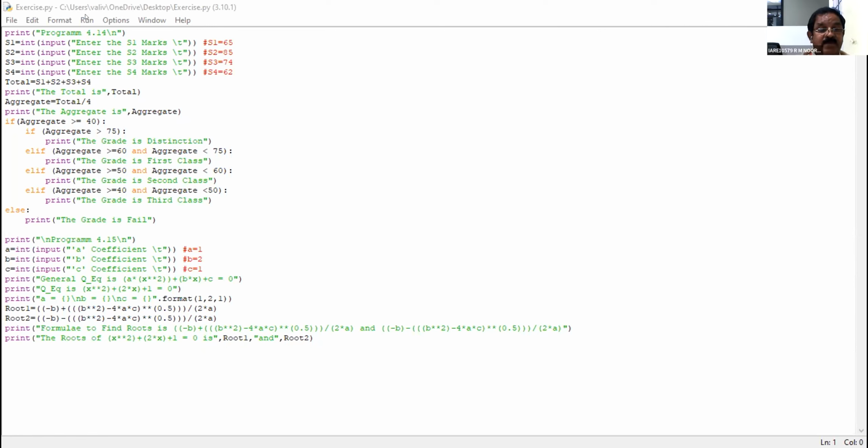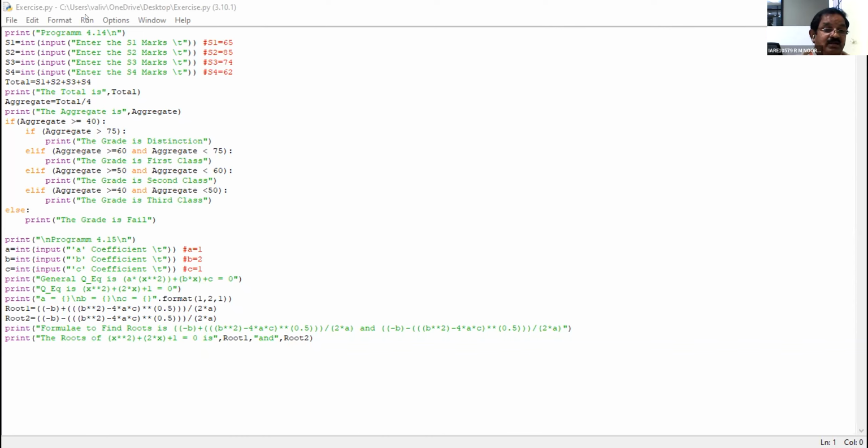After S4, make use of if S1 greater than or equals to 40 and S2 greater than or equals to 40 and S3 greater than or equals to 40 and S4 greater than or equals to 40. Then you have to calculate the total. Then the aggregate also, you have to calculate. After that, you have to make use of this, that is, aggregate is greater than or equals to 40.